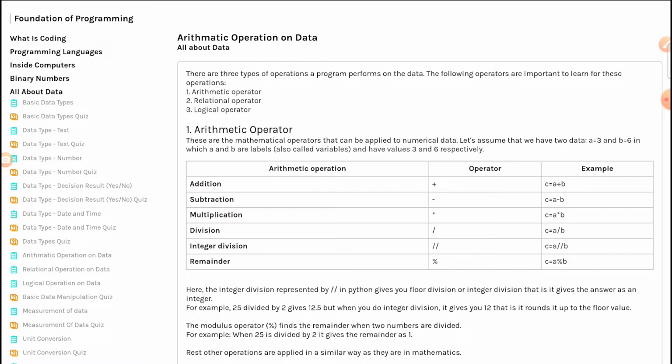Currently you are learning all about data, and in today's class we will learn about basic operations on data.